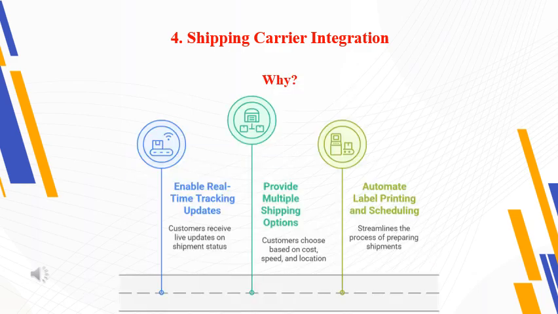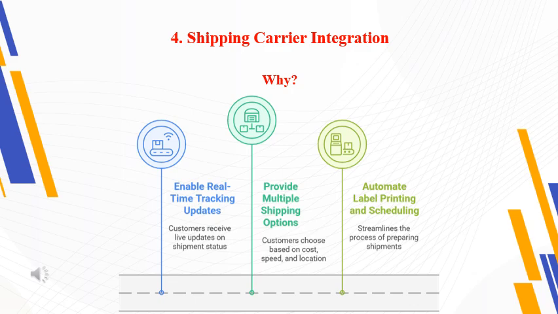Why is shipping carrier integration important in order fulfillment? First, enable real-time tracking updates. Customers expect to know the status of their shipments at all times. Real-time tracking gives them visibility into where their package is, which reduces anxiety and increases satisfaction. Integration with carrier APIs makes it easy to provide automatic tracking updates to customers, without manual intervention.